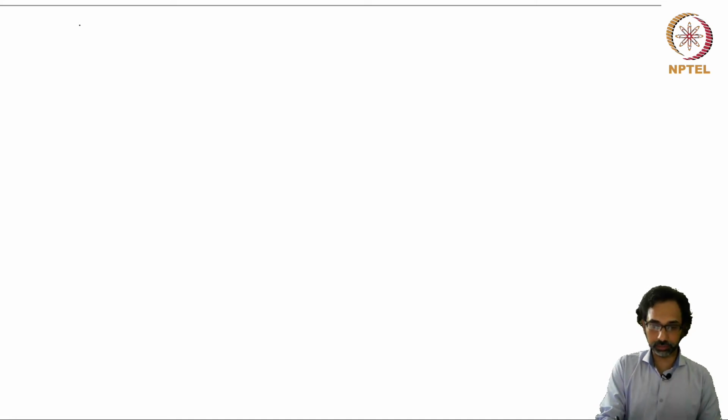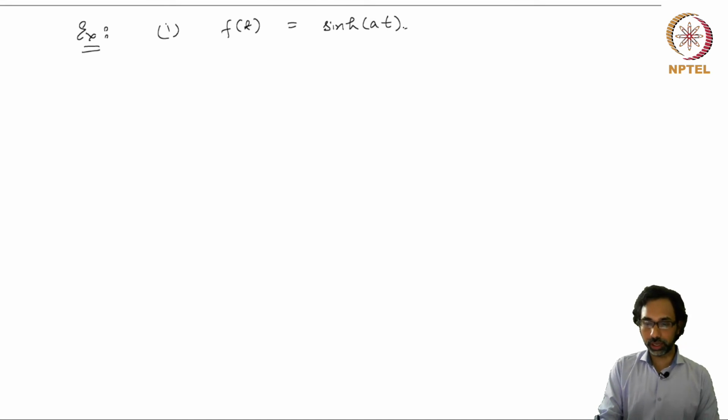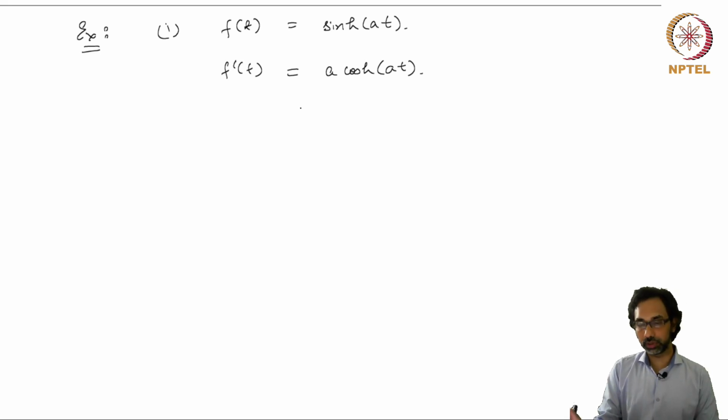Now let us see an example where this formula can be used. The first example is f(t) equals hyperbolic sine of at. Now we know that f'(t) is nothing but a cosh(at), and now we can try to compare the Laplace transforms of each, which we know already, but let's see whether our new formula gives you the same result.